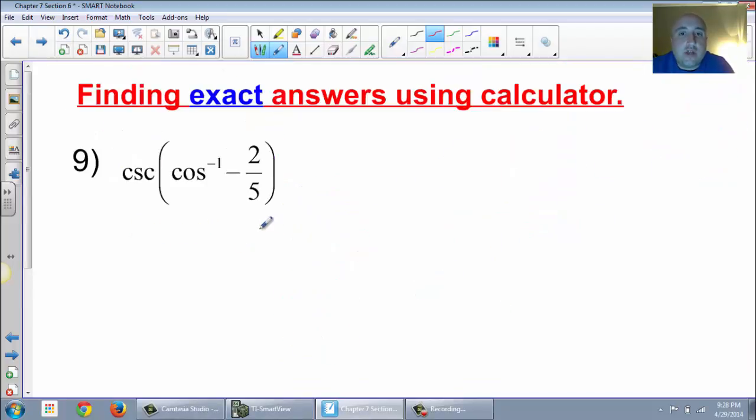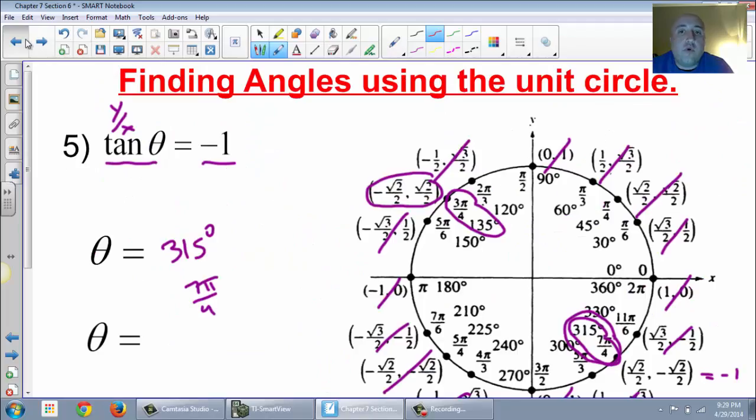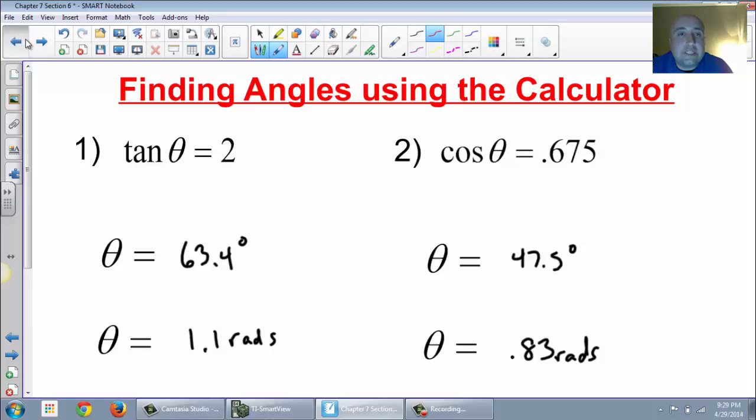There is one more example. I would like you to do this one on your own, and we'll go over that in class. Make sure you understand this. So the inside tells us location. The outside is the answer. Do the inside first, figure out what quadrant you're in, and then the outside will give you your answer. Okay, hopefully that makes some sense. That's inverses in a nutshell.